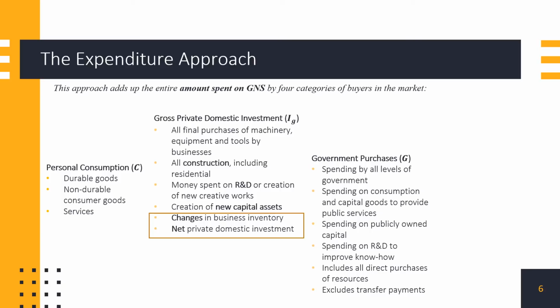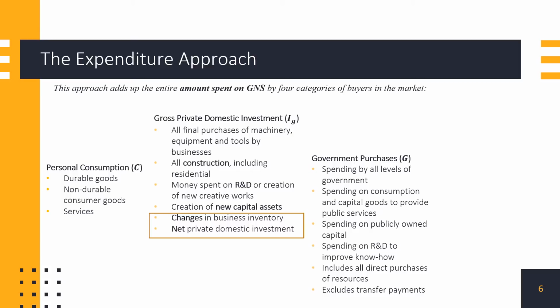They also include spending on publicly owned capitals such as schools and hospitals. They also include all spendings on research and development to improve know-how of government servants. It also includes all direct purchases of resources such as labor.